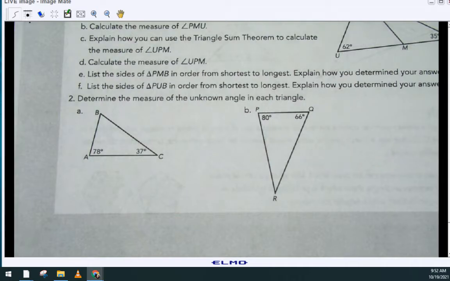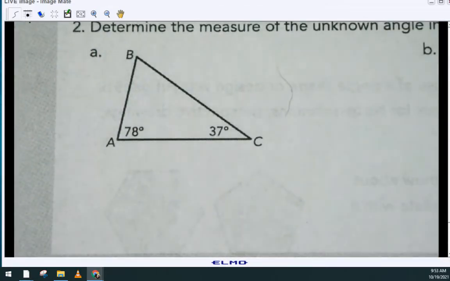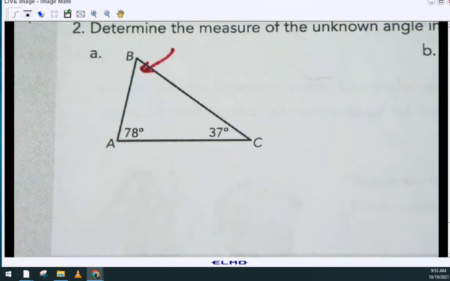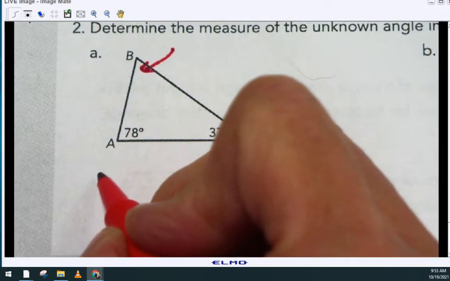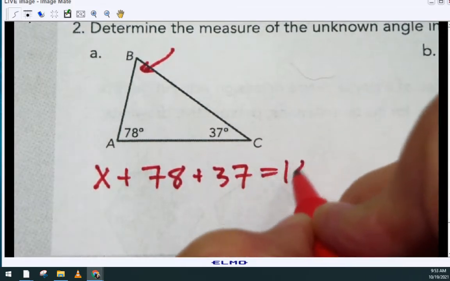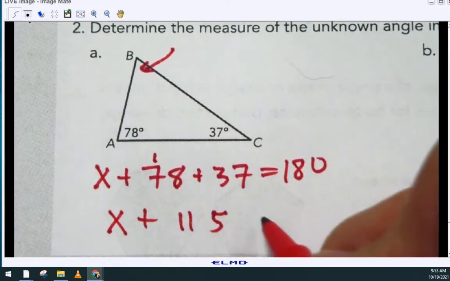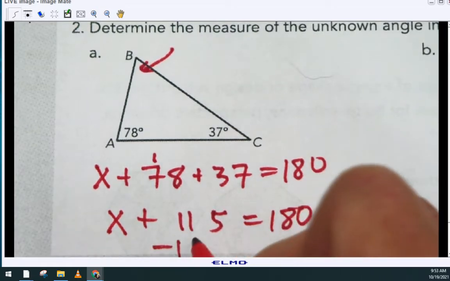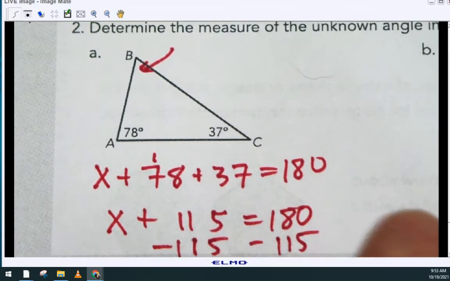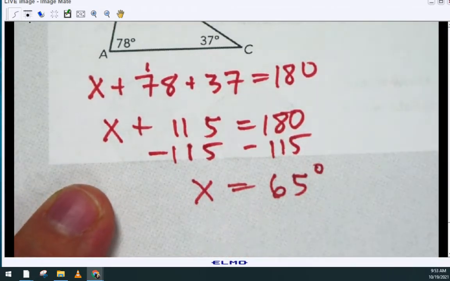Okay, pulling a 180. So when we do pulling a 180, we're trying to find this measure right here. I'm going to call it x plus 78 plus 37 equals 180. So x plus 115 equals 180. I subtract 115 from both sides of the equal sign, and I get x equals 65 degrees.